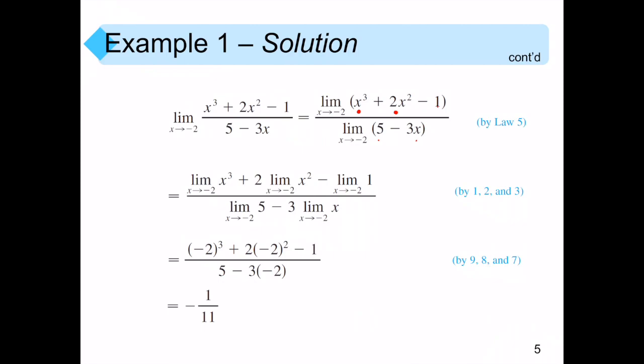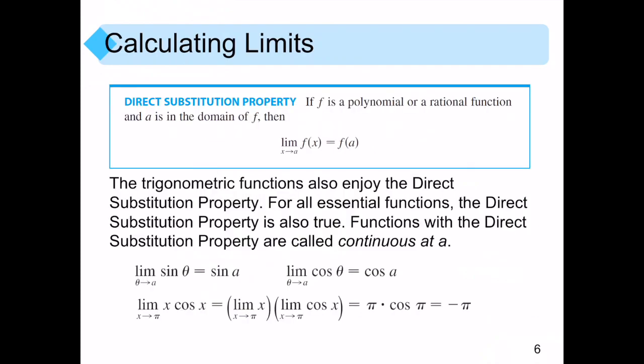When you look at the calculation, the limit process, you can find that the function's limit and the function's value are actually exactly the same. So this gives us a short way to calculate the function's limit, called the direct substitution property. If f is a polynomial or rational function and a is in the domain, the function's limit equals the function's value. This also works for trigonometric functions and exponential functions.